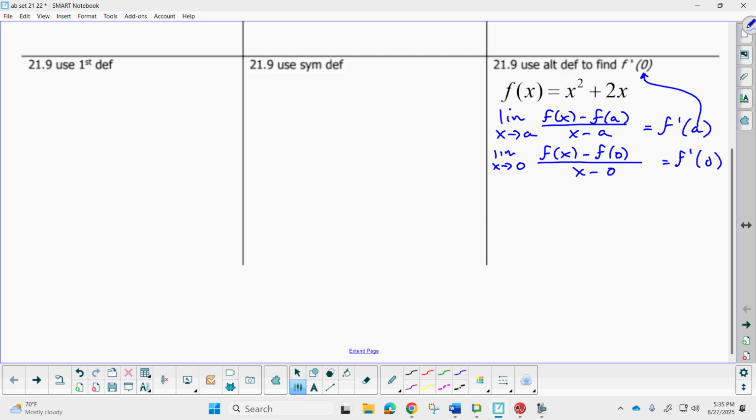Now I'm going to put in the function. The limit is as x goes to 0, not delta x. f of x is x squared plus 2x. f of 0 is 0 squared plus 0, over x minus 0, or just x.